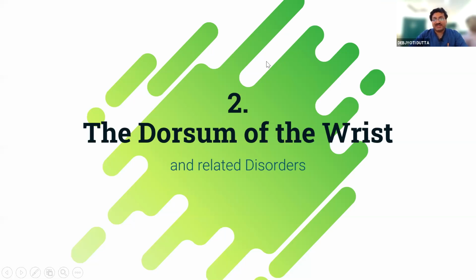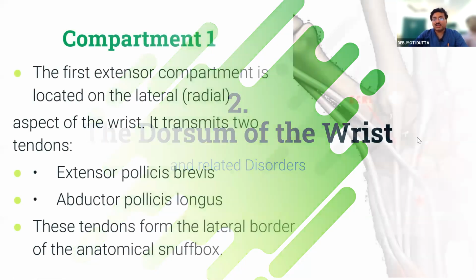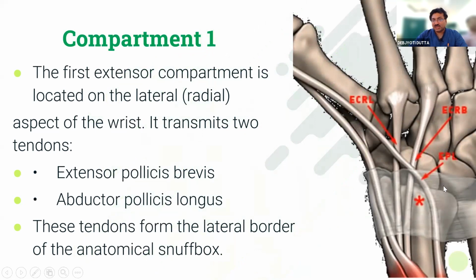So the dorsum of the wrist here, what is important for you is the structures you need to know for de Quervain's. That is compartment one. There are two important structures: one is the ulnar styloid and another is Lister's tubercle. And here you are able to see two muscles, the extensor pollicis brevis and the abductor pollicis longus.